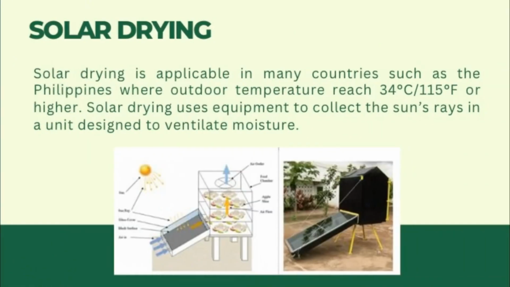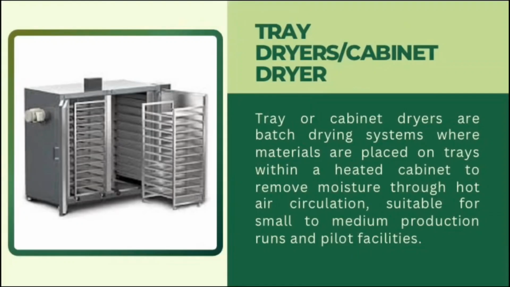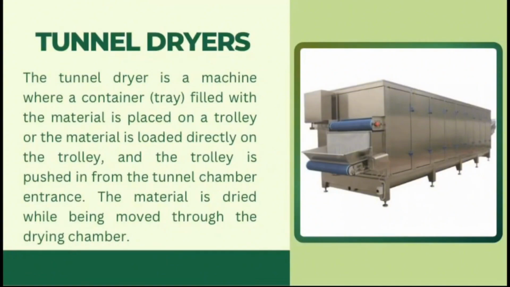So next is solar drying. It uses equipment to collect and direct sunlight, enhancing ventilation. Next is tray and cabinet drying. It is batch drying using trays in a heated cabinet with hot air circulation, suitable for smaller scale operations. Tunnel drying: the material moves on a trolley through a heated chamber.